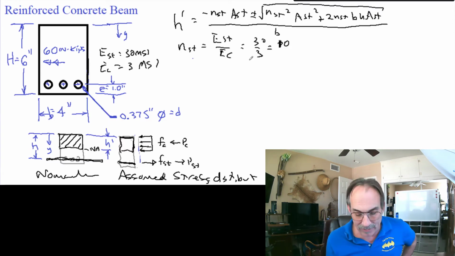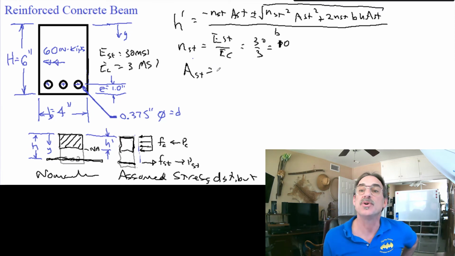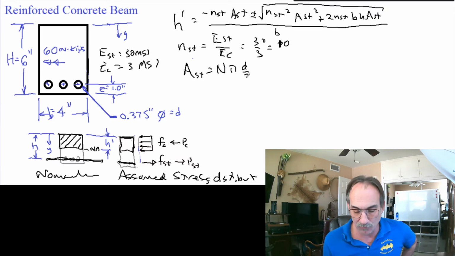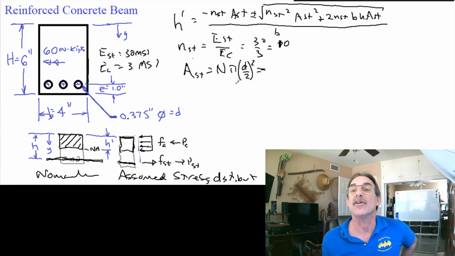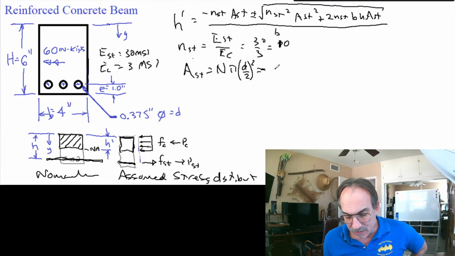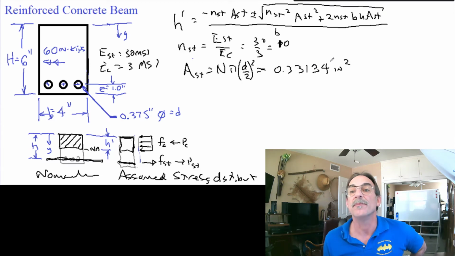We then can calculate the area of the total steel, and that is going to be the number of rods that we have times the area of those rods. So that's pi D over 2, where D is the diameter of those rods, squared. We have 3 rods, and our diameter is 0.375. So our area of the steel is going to be 0.33134 inches squared. Okay?